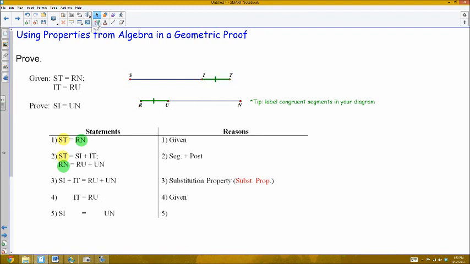And why it's useful is, if you notice, especially the way that I wrote it, IT and RU line up with those portions of this equation, and my goal was to prove SI equals UN. Well, if I subtract line 4 from line 3, the ITs will cancel out, and the RUs will cancel out, and I'm left with exactly what I was trying to prove. So how I'm able to get from these two lines to this line is subtracting 4 from 3, and that's the subtraction property of equality. So that's an example of how you would see these properties of equality showing up as part of a geometric argument.